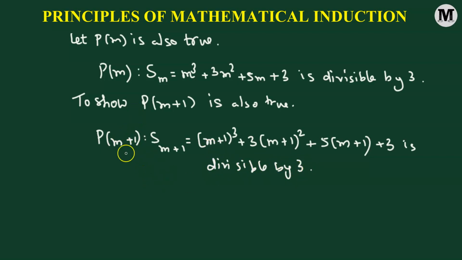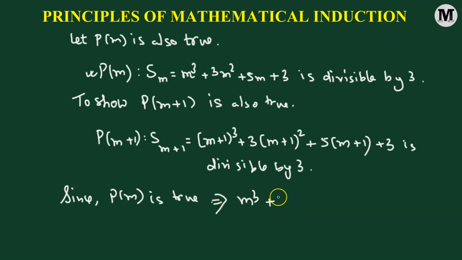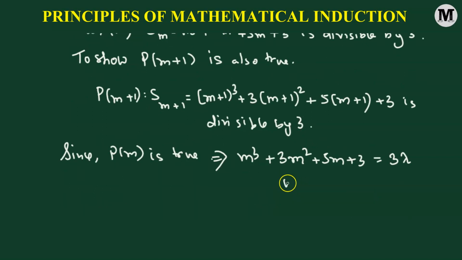Now, how do we show that this is true? Here we're going to use the fact that since P of m is true, this implies that m cube plus 3 times m squared plus 5m added to 3 is divisible by 3. So we can say this is equal to 3 times some number lambda, where lambda is some natural number. That's what it means when we say it's 3 times lambda, it's simply divisible by 3.